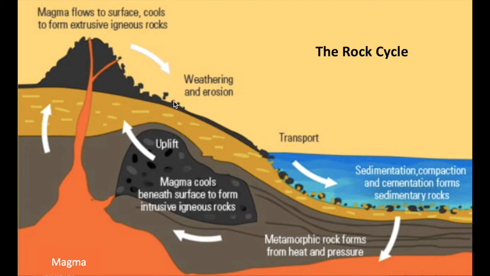Next, we see weathering and erosion, transport, sedimentation, compaction, and cementation form sedimentary rocks. Metamorphic rock forms from heat and pressure. So we see there are 2 options. 1, we can return to magma. Next, magma cools beneath the surface to form intrusive igneous rocks, followed by uplift to rejoin the rest of the rock cycle.